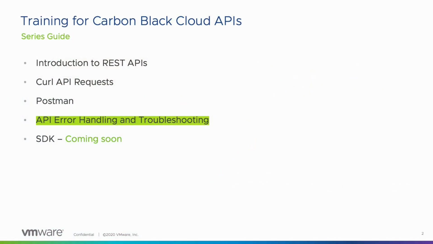This series includes an introduction to REST APIs, calling Carbon Black Cloud APIs using curl requests and Postman, API error handling and troubleshooting, and using the Carbon Black Cloud SDK. This lesson is the fourth in the series and it introduces API error handling and troubleshooting.